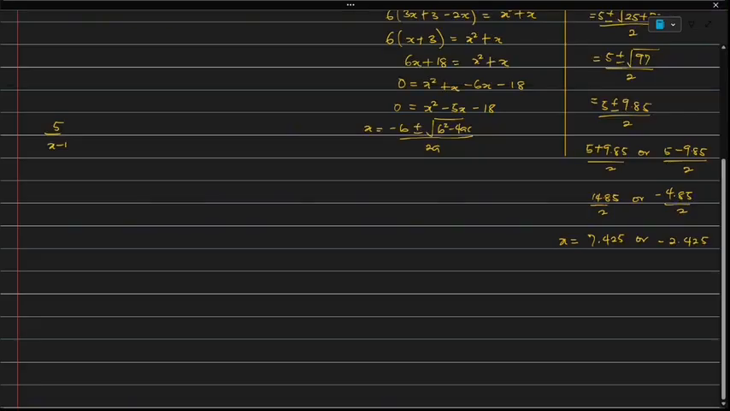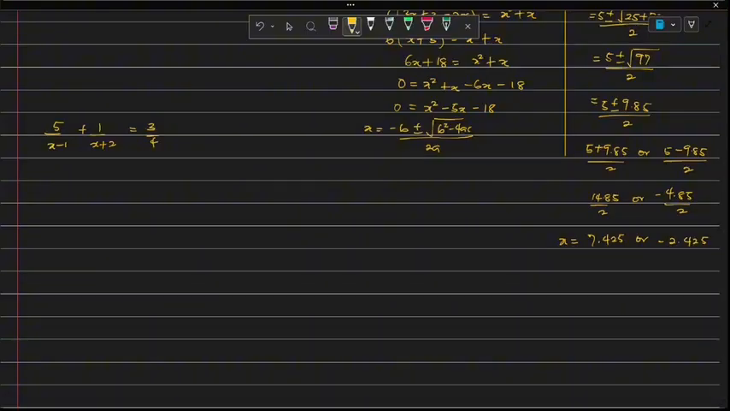5 over x minus 1 plus 1 over x plus 2 is equal to 3 over 4. This is the question. I would attach a PDF of all the examples we are solving, so you could get the questions from there. So we are also told to find x for this question. How can we find x?